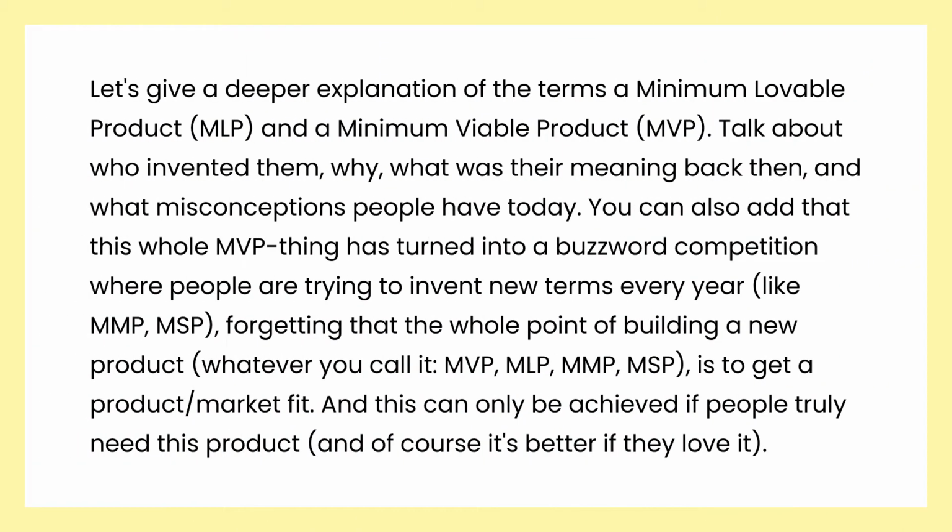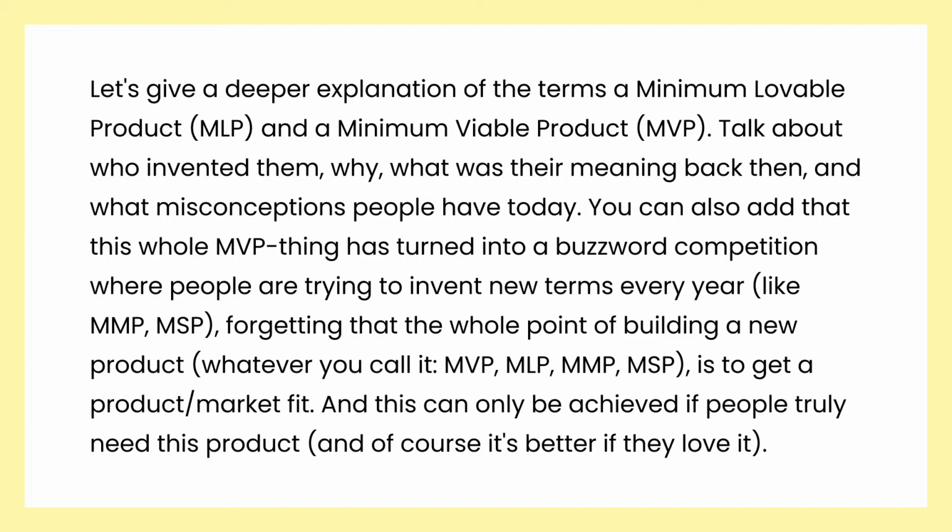Direction. It's some information about the format of the content piece and what it needs to be about. Try to be creative in writing a direction. There is no need to follow a precise pattern. For example, you can write here: Let's give a deeper explanation of the terms a minimum lovable product, MLP, and a minimum viable product, MVP. Talk about who invented them, why, what was their meaning back then, and what misconceptions people have today.